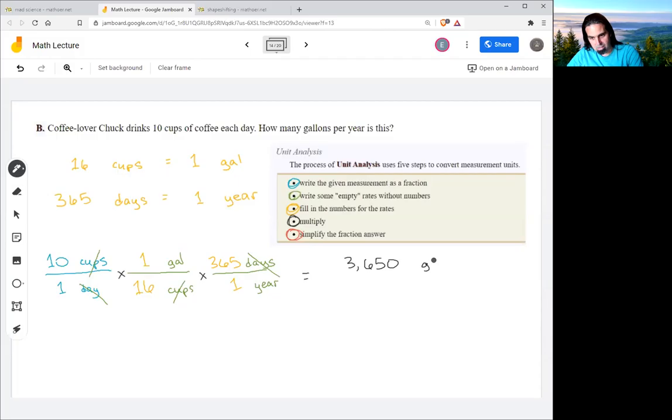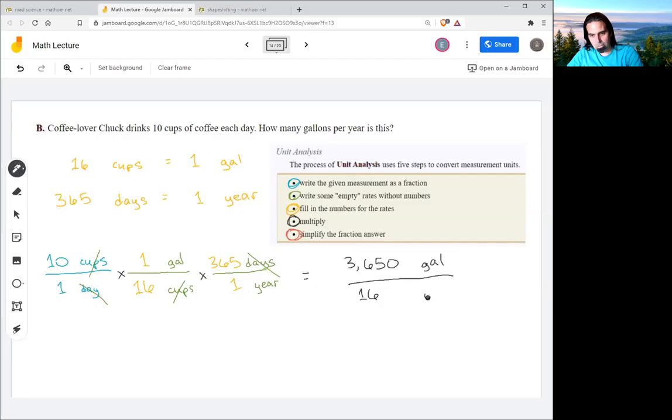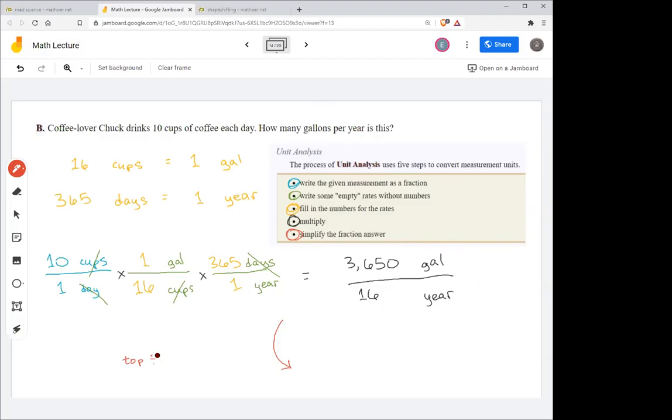And the only word left is gallons. And then 16. And the only word left is years. So it even gives you a double check at this point. I'm asking for gallons per year. I have gallons per year. Life is good. And that would equal roughly 228 gallons per year. Okay.